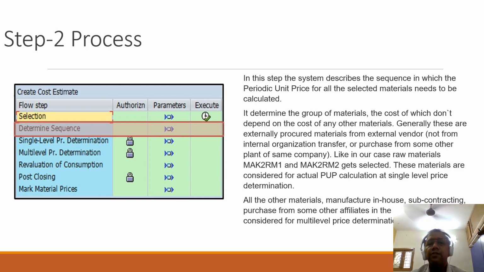Okay, second process. In this second step, what we are doing is determining the sequence: what all the sequences are that need to happen. When you are determining the price group of material, the costs which do not depend on any of the material, generally procured material, such as a subcontracting process, we want to determine what the difference between the sequences is and what sequence needs to happen. This is the second process we are determining.